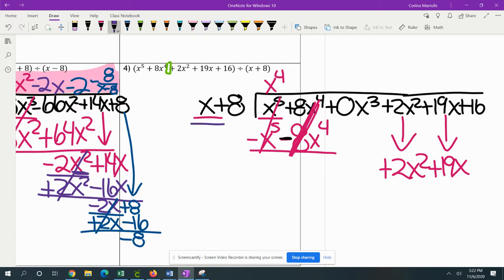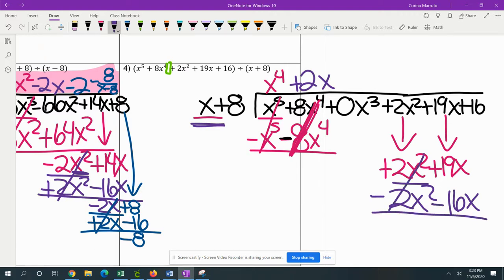We have x and we need a 2x squared. So we go ahead and see what we need. We're going to need the 2. And we're going to need an x because we only have one x here. So then 2x times x is 2x squared. 2x times 8 gives us 16x. And then we go ahead and subtract. So minus, minus. This cancels out. 19 minus 16 gives us 3x. Then our next step is to drop the 16.